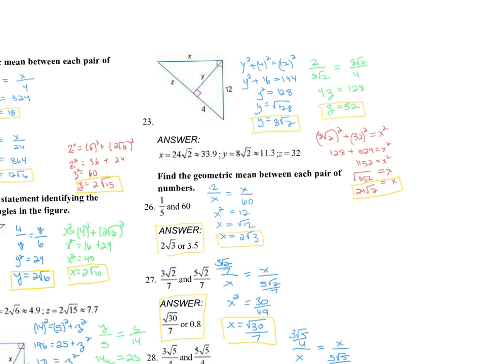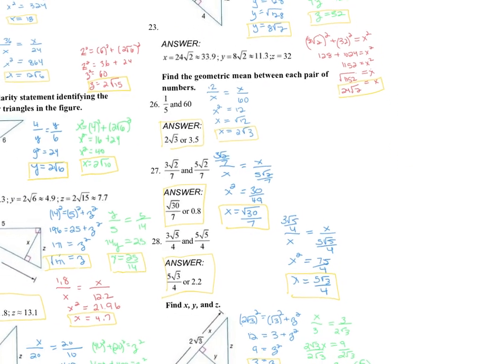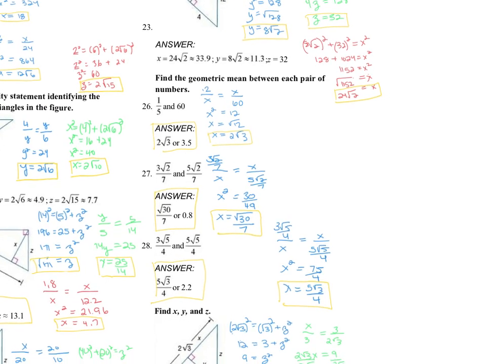Next couple, we are just looking for the geometric mean. So I'm putting x's there, and then I'm putting the numbers 1/5 and 60. And remember, I could have 60 and 1/5. That doesn't matter because we're going to cross multiply, and I'm going to end up with x squared equals 12, and have to then simplify that radical to 2 times the square root of 3. And these next 27 and 28 are going to be very similar.